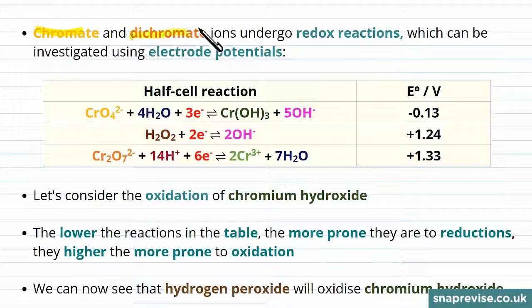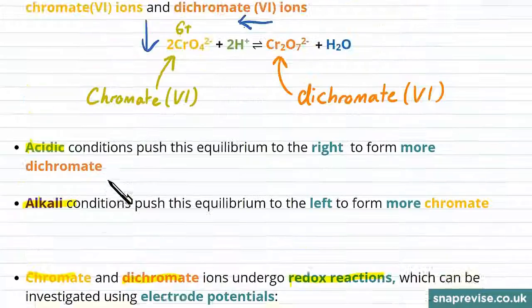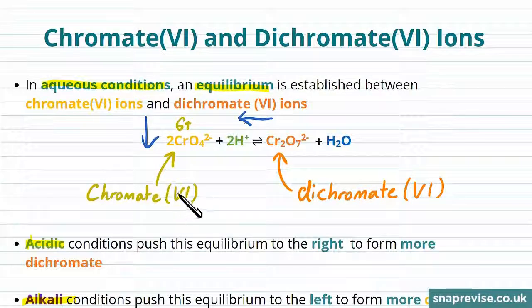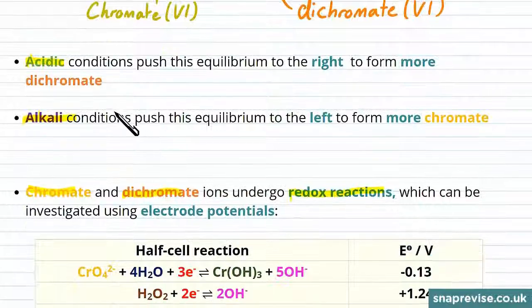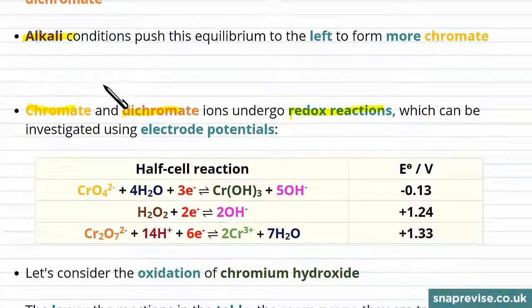Chromate and dichromate ions will also undergo redox reactions. So whereas above we saw that in both cases we have an oxidation number of 6, if we carry out redox reactions, this oxidation number is going to change, and we're going to get things like chromium 3+ or chromium hydroxide, which also has an oxidation number of 3+.